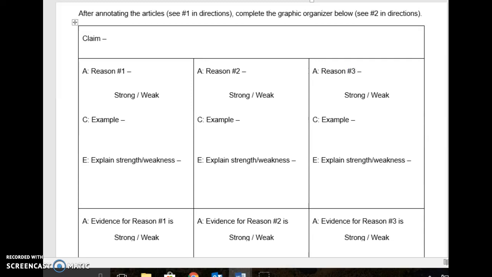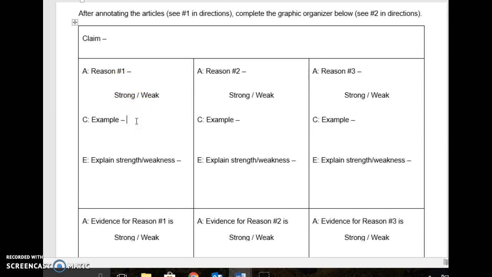You are going to outline 3 reasons. There might be more than 3 different reasons, but you're going to outline 3 of them. I'm going to walk through one with you. You're going to look for reason number 1 and write that out here. Then you're going to tell me, is this reason strong or is this reason weak? You're going to circle one of those 2 options.